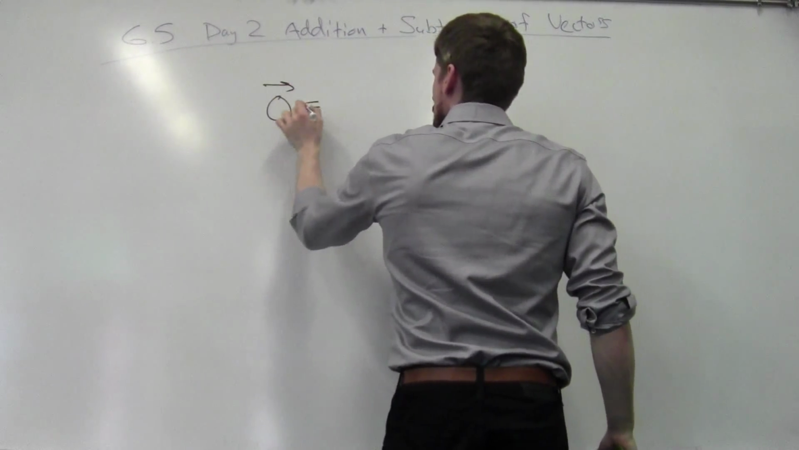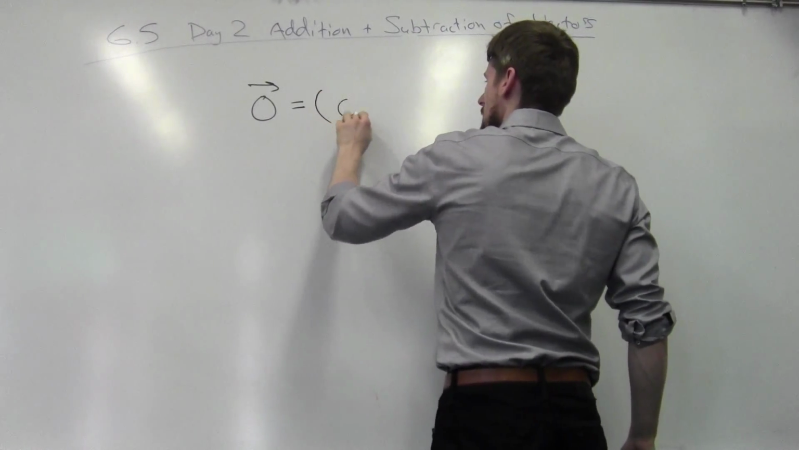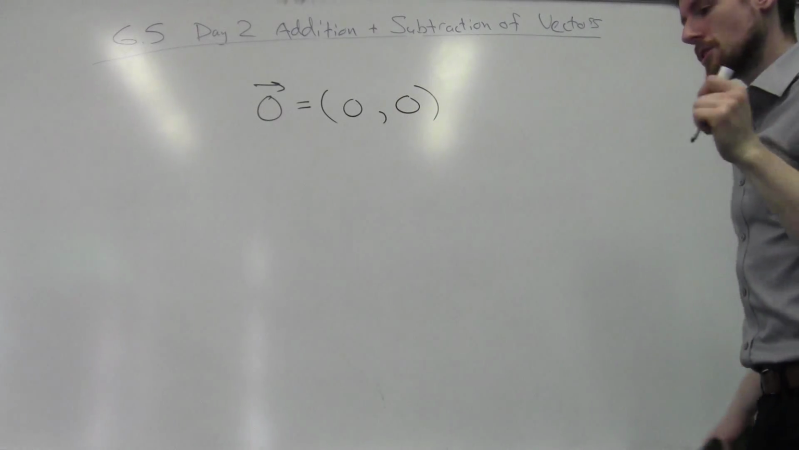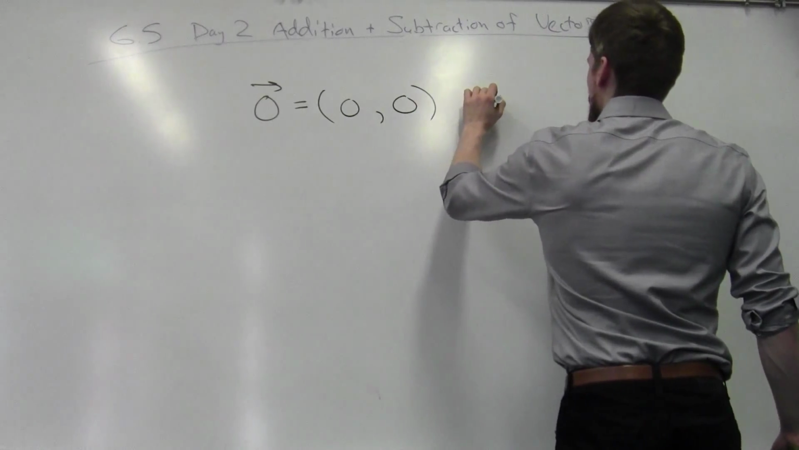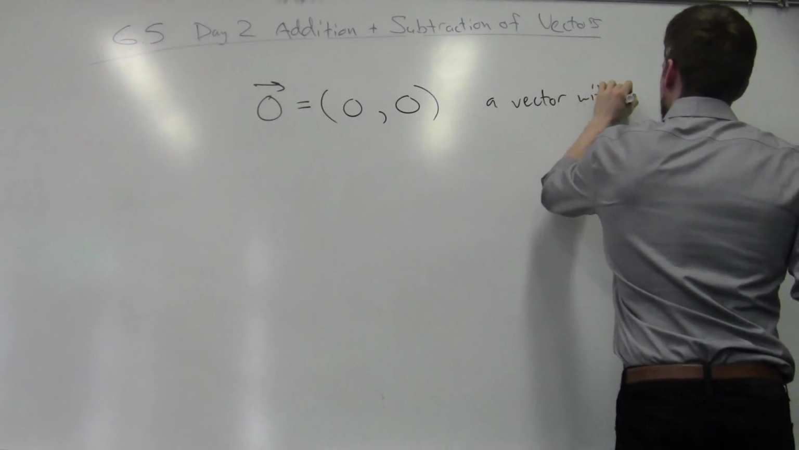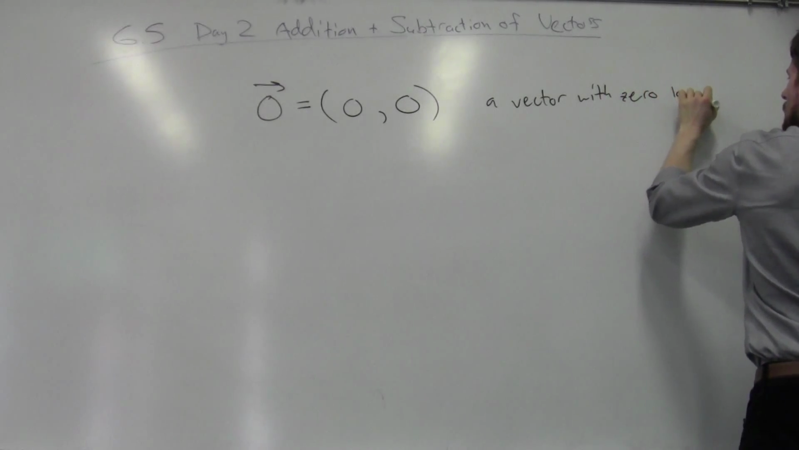So zero vector is just a vector with length 0. So that means we go nowhere from the origin. We go 0 in the x and 0 in the y. A vector with 0 length or magnitude.